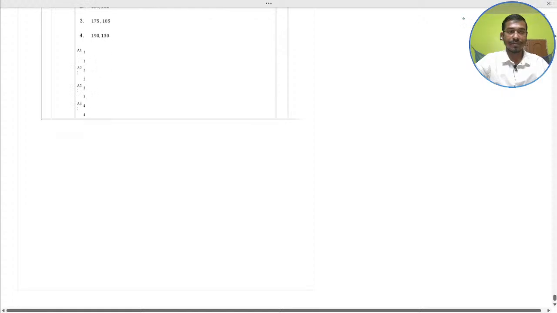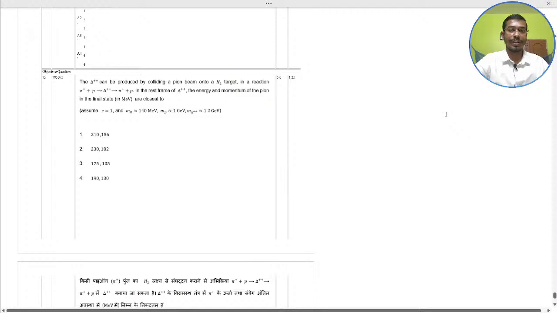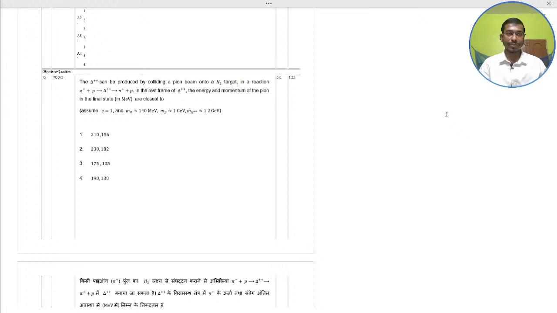And finally the last question, question number 75 of the CSIR NET June 2024 conducted by NTA. The Delta plus plus can be produced by the collision of a pion beam onto a hydrogen target. In a reaction pi positive plus p going to Delta double positive going to pi positive plus p, in the rest frame of the Delta double positive, the energy and the momentum of the pion in the final state in mega electron volt is closest to what?